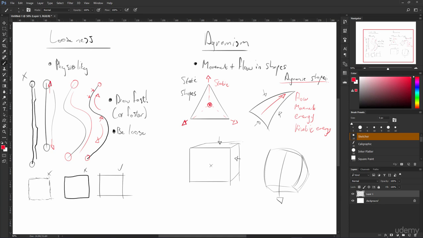So I want you to think about dynamic shapes and understand that what makes a shape dynamic is that it has a directional flow to it. For example, just reiterating here, a square has no directional flow, but if we bend the square in a weird way, suddenly it gains directional flow and it's more interesting to look at. Okay, that's it for looseness and dynamism. Let's move on.